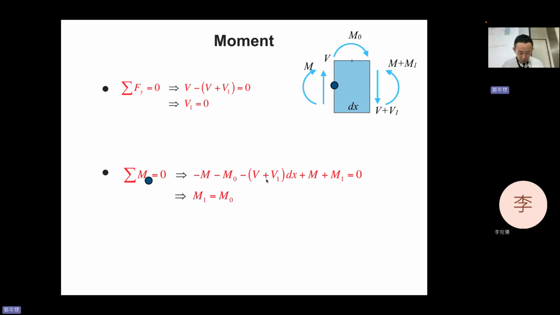Okay, next, moment. Right now, again, you can treat that as a concentrated moment. Okay, concentrated moment. So again, M1, V1. You don't have to do the integration to get the value. So M1, V1 again. Then let's do the sigma Fy. And then you find that, oh, V plus V1 equal to 0. So the moment won't change.